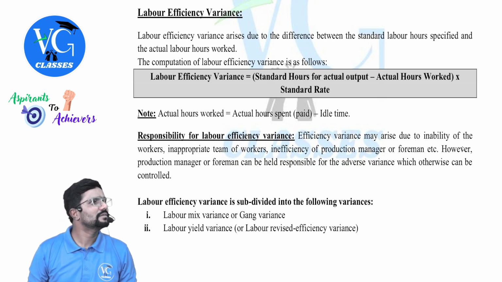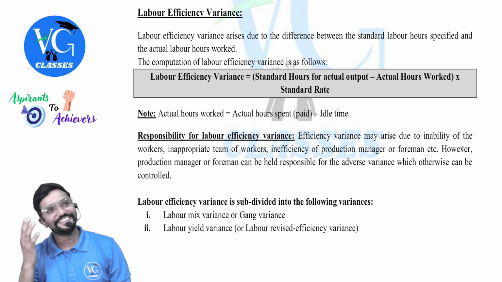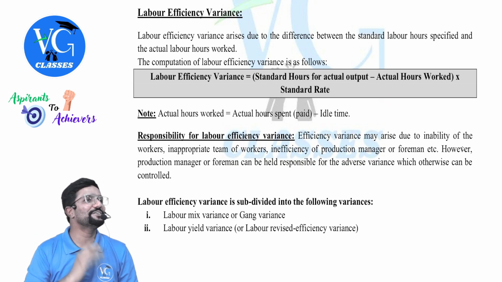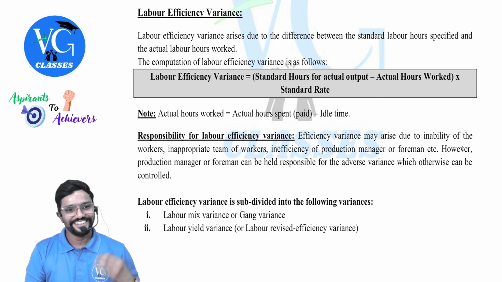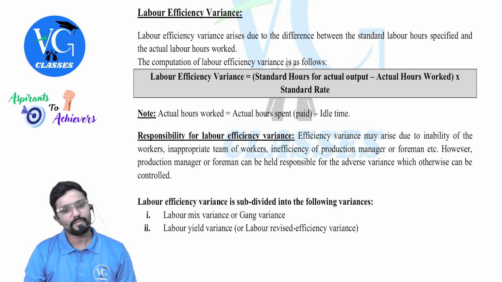What will the worker do? Either he will also sleep or do something which is not productive. Our foreman can be held responsible for the adverse variance which otherwise can be controlled.